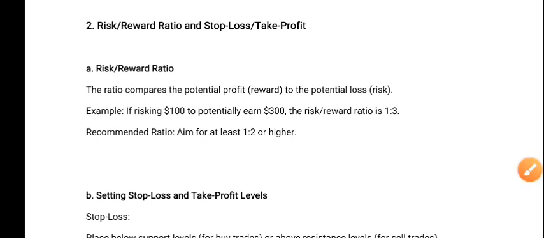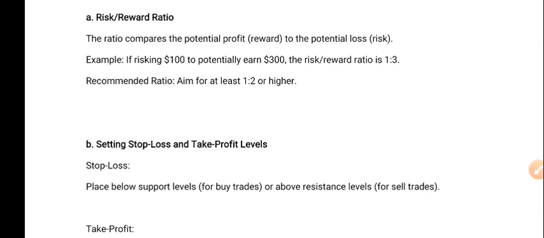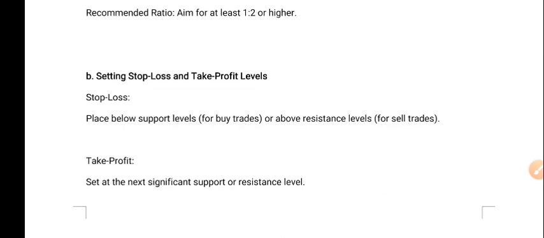Let's look at this again. Imagine that same $1,000 account, and you are risking $200. You understand? And you are getting $600 profit. 200 times 3 is what? $600. So that's what they mean by 3 while you are risking 1. The recommended ratio is to aim for at least 1:2 or higher. Don't aim for 1:1. You cannot be risking $100 to gain $100. That's foolish.